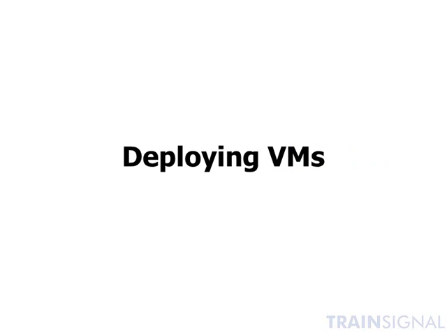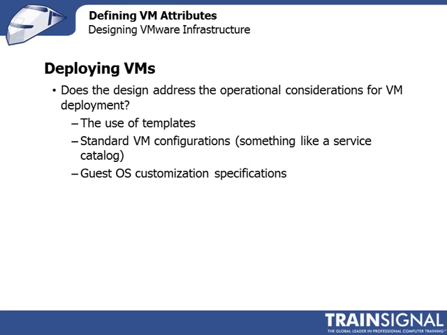VM deployment is another area that you're going to want to make sure you address in the design. As we look at how we go about defining VM attributes and creating VMs, how are we going to deploy those VMs? So your design needs to address the use of templates. It needs to address whether or not there are going to be standard VM configurations. You might think of this as something like a service catalog. And what is going to be included in those standard VM configurations? How much virtual RAM? How many virtual CPUs?